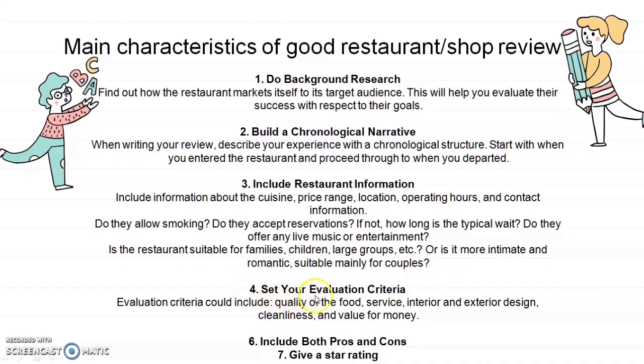Number 4, set your evaluation criteria. Evaluation criteria could include the quality of the food, the service, is it good, the interior and exterior designs, the cleanliness and value for money. So do you think it's worth your money? For example, you think the price is expensive, but it is worth the money. Berbaloi. Number 6, include both pros and cons. What is good and what is bad about the restaurant or shop. Number 7, give a star rating. How to give a star rating?